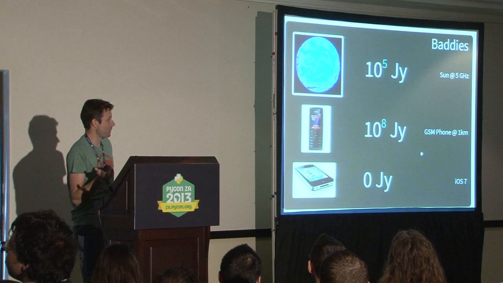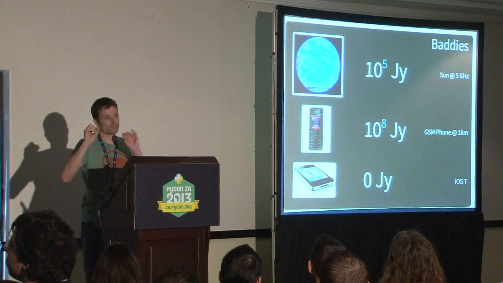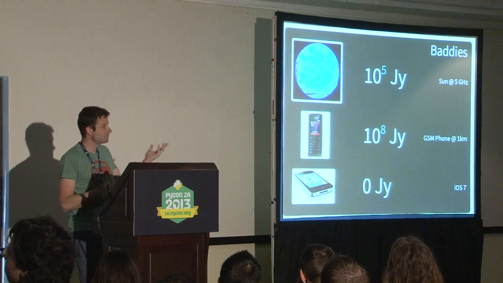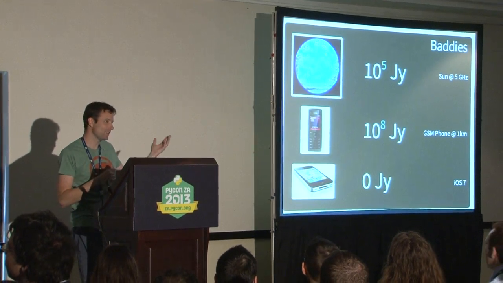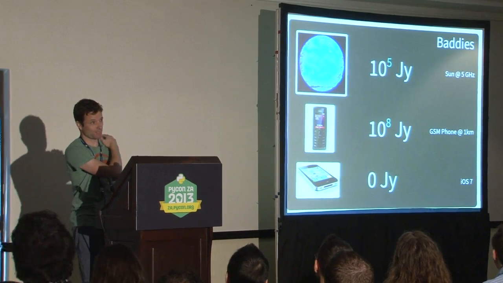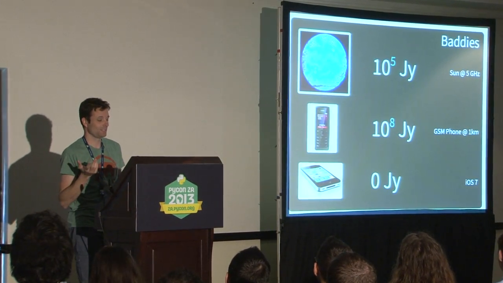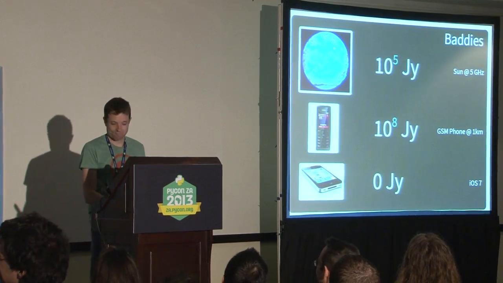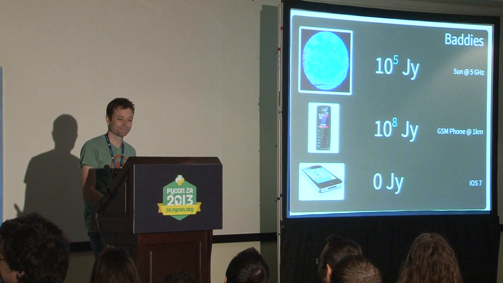The other big problem are the baddies, of course. We look at these sources that are very weak in the sky, but we have things that are interfering with us. The sun, 10 to the 5 Jansky, so 8 orders of magnitude above what we're looking at. Someone standing with a cell phone at 1 kilometer away, 10 to the 8 Janskys. If you have an iPhone, it's fine because the battery's flat anyway if you're using iOS 7, so no problem there, it doesn't hurt us at all.